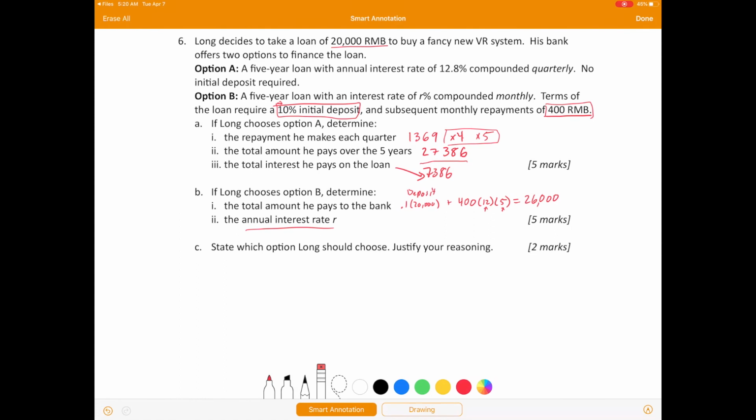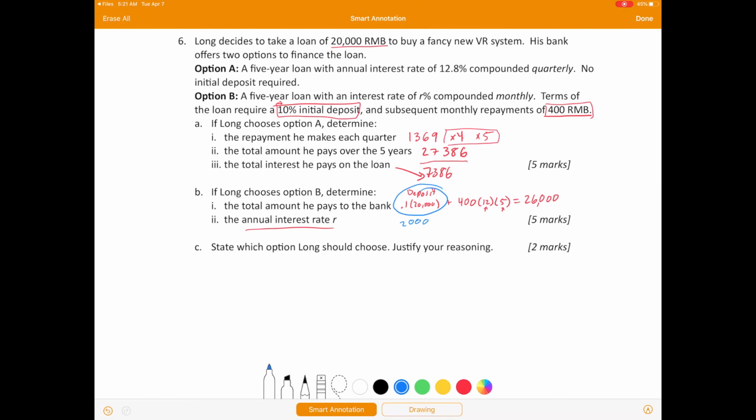And we're back. Now that we're back, of course, we can answer the following question, which is state which option Long should choose, justify your reasoning. Well, obviously option B costs less, right? He's going to spend almost 1,400 less if he does option B. You should have the caveat that is if he has the money to make the deposit. Remember, the deposit here was 2,000 RMB. And if he doesn't have 2,000 RMB right now, then he can't do option B.